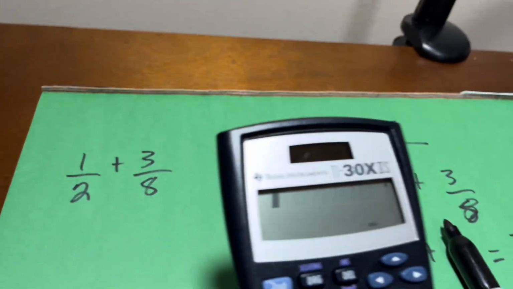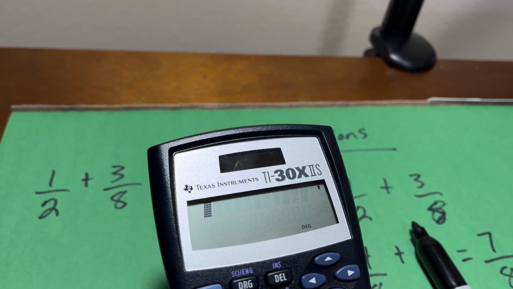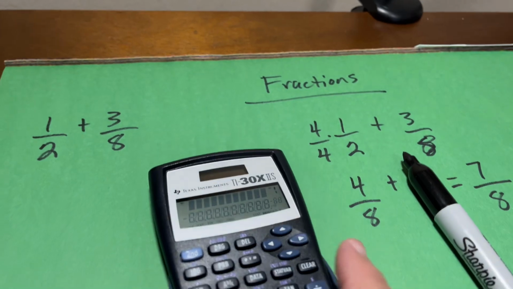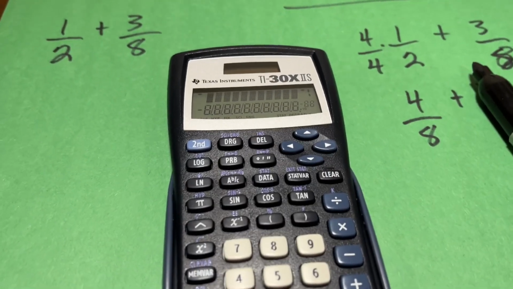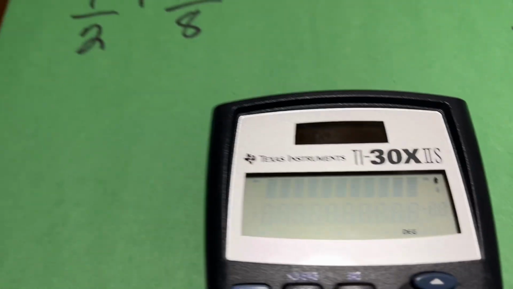This is a cheap Texas Instruments 30X2S or whatever that is. I don't know, but these are out there at Walmart and Target, and they're pretty inexpensive. You can even get one in pink if you want to. Mine is a manly blue here. So let's do this on this.